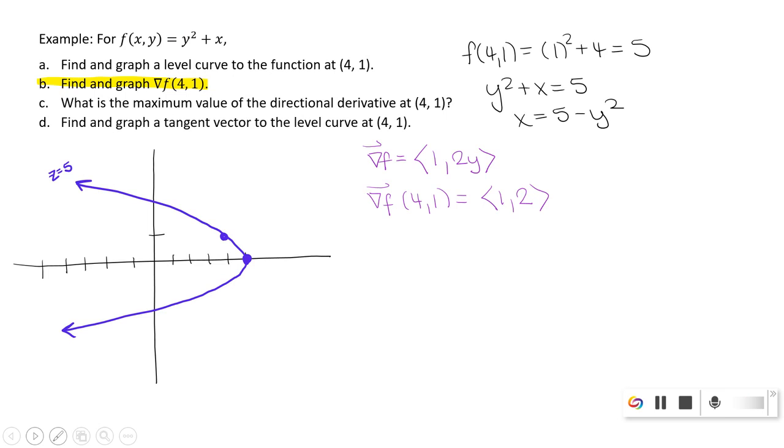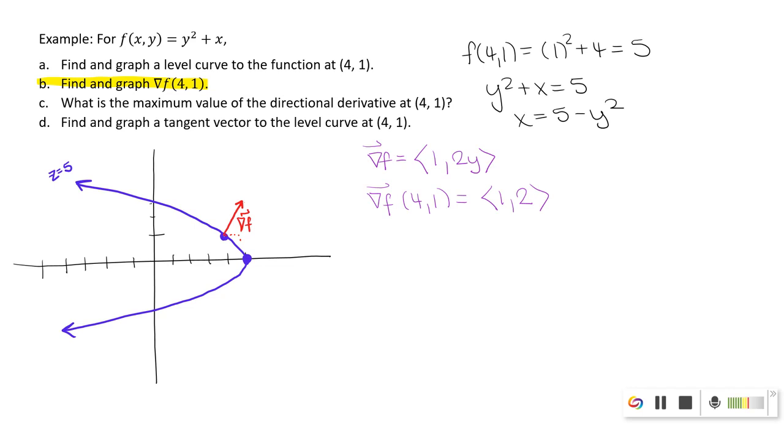And then at the point (4, 1), if I plug in x equals 4, there's no x's. I plug in y equals 1, I get the vector (1, 2). So there's my gradient vector, (1, 2). And then I'm going to graph that vector at the point (4, 1). So I just went over 1, up 2, and so there's my gradient vector. So that was part B.